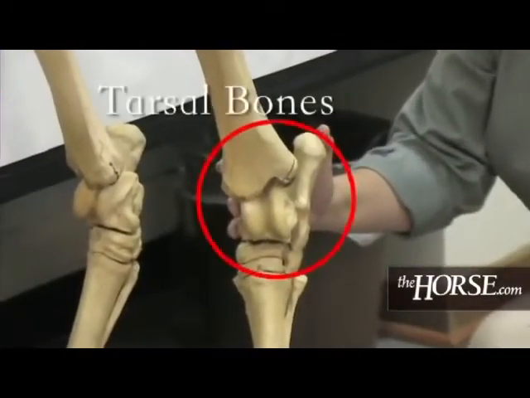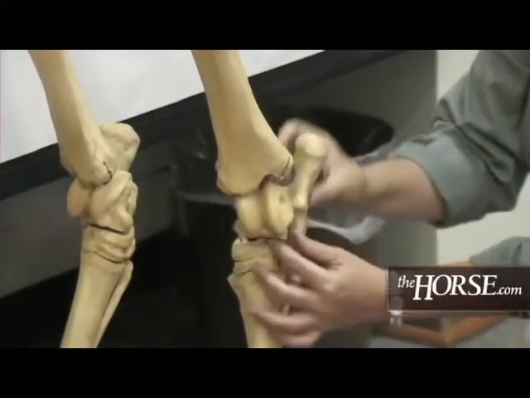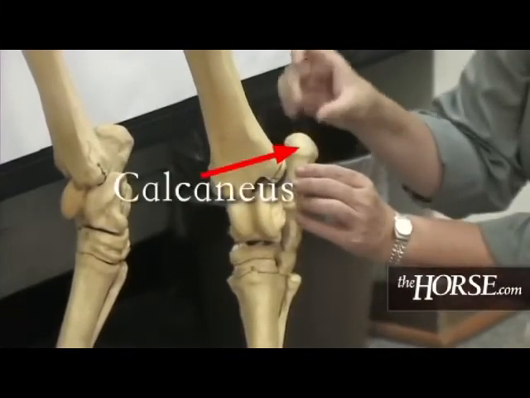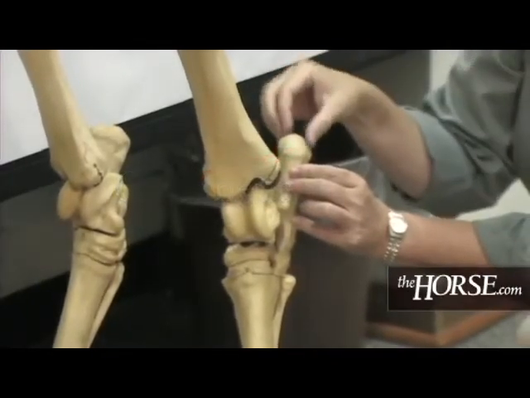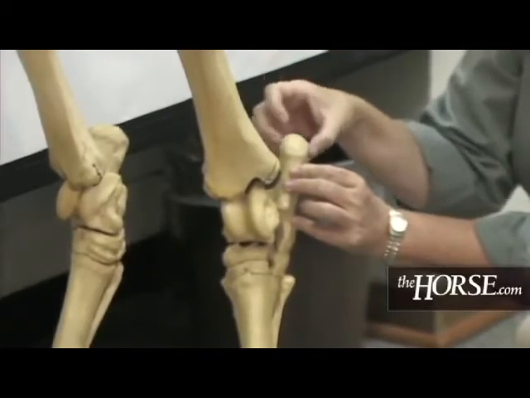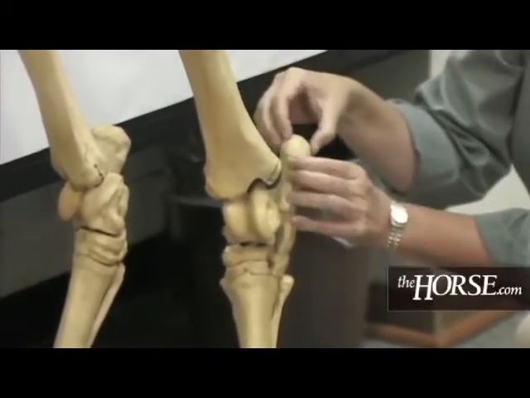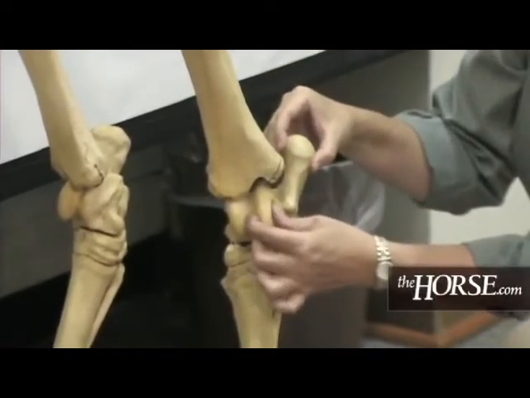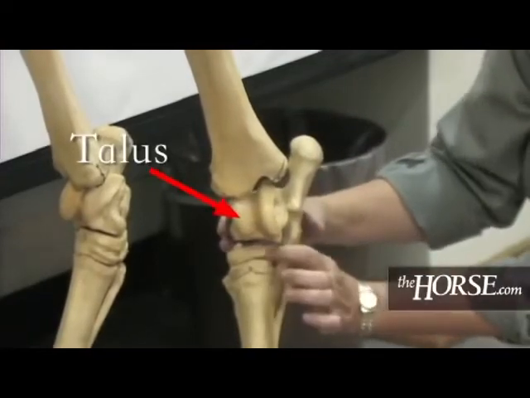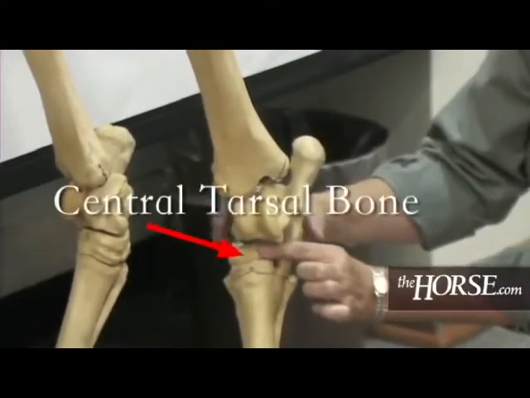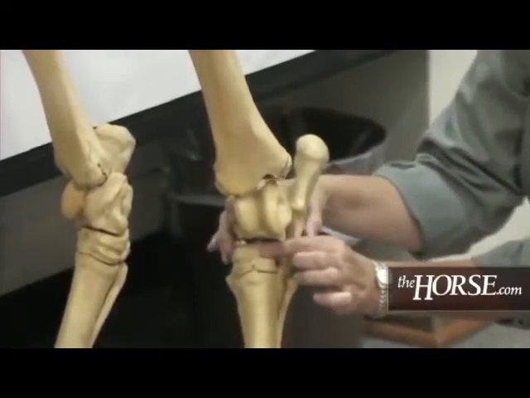These are called the tarsal bones. So these are the tarsal bones of the horse. This is the calcaneus, and this connects to the calcaneal tendon, which we know as the Achilles tendon. So it's a large tendon, and it is very important to the locomotion of the horse. So this is the calcaneus. This is the talus, this rounded bone here. And then there's a central tarsal bone. So this is the first row of tarsal bones in the horse.